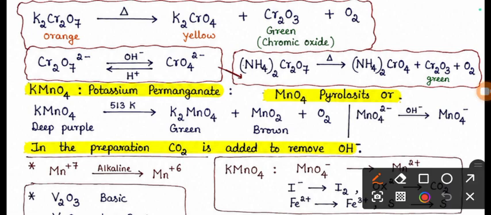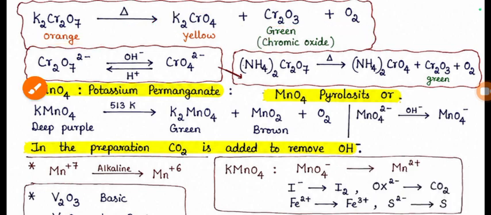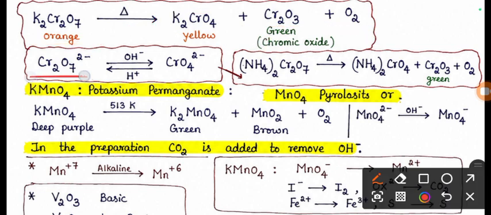Next, remember when you decompose potassium dichromate K2Cr2O7, which is orange in color, it converts to potassium chromate K2CrO4, which is yellow in color, along with the formation of Cr2O3, which is green chromic oxide, with the release of oxygen gas. And also, Cr2O7 2- dichromate ion in the presence of alkali medium, basic medium, converts to CrO4 2- chromate ion, and chromate ion in the acidic medium converts to dichromate. This interconversion also you need to remember.